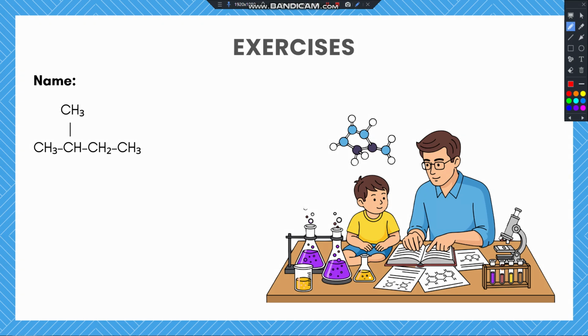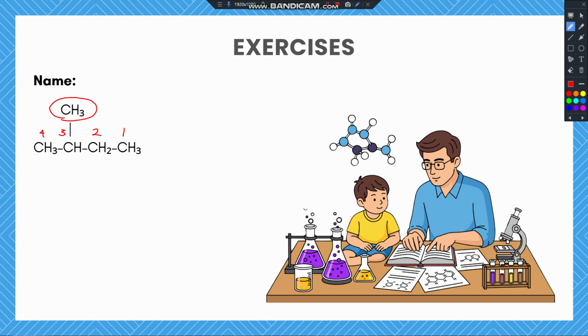So what do we do? We have the first step, which is to identify the longest continuous carbon chain. 1, 2, 3, and 4. We have 4 carbon atoms, which gives us the parent name but. Now the question is, are we going to be counting from the left to the right, or are we going to be counting from the right to the left? Counting from the left to the right, which we just did, gave us this branch, which is located on carbon number 2. If we count from the right to the left, however, this becomes 1, 2, 3, and 4. So that means our branch will be located on carbon number 3.